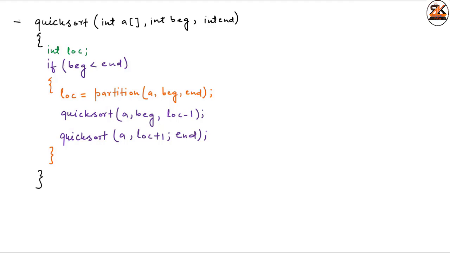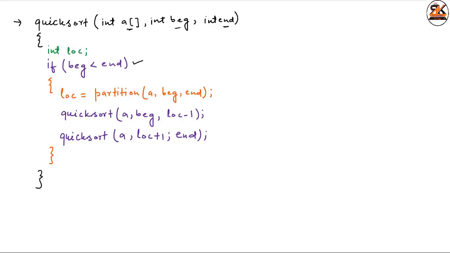Now this is the quick sort algorithm. Here we see that we are passing the arguments as array, and the initial index as beginning and the final index as end of the array. And we see that we are taking another variable denoted by loc, which denotes location actually. And we check a condition here.